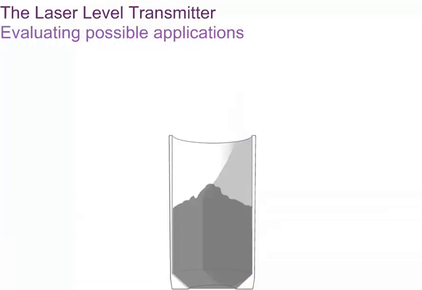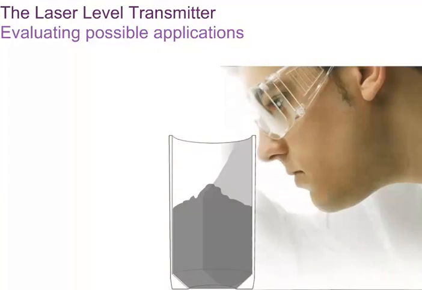The use of light from the laser in the laser level transmitter makes evaluating possible applications easy. The human eye is sensitive to light in the same way that the optical detector of the laser level transmitter detects the return pulse. This means that if you can clearly see the granular solid surface, then the laser level transmitter should be able to measure its level.